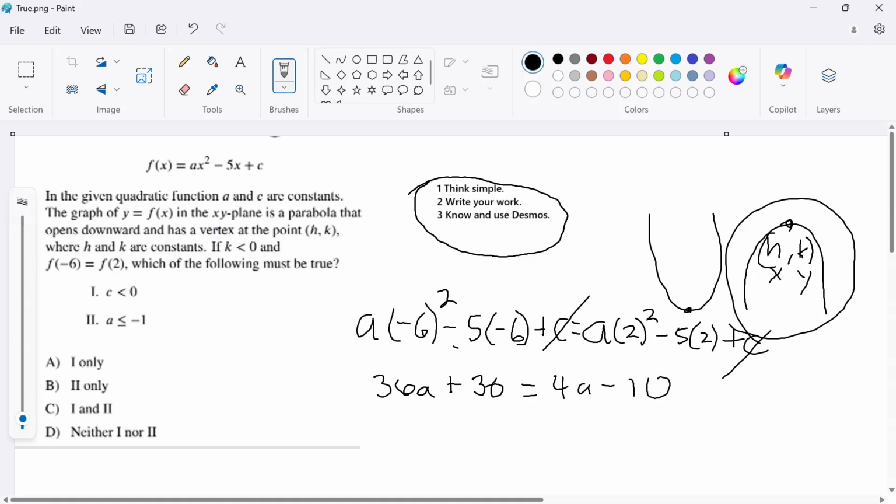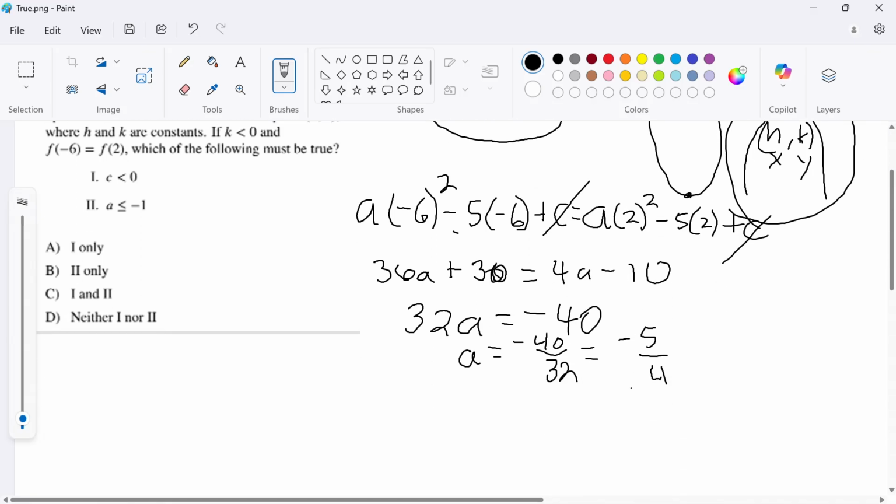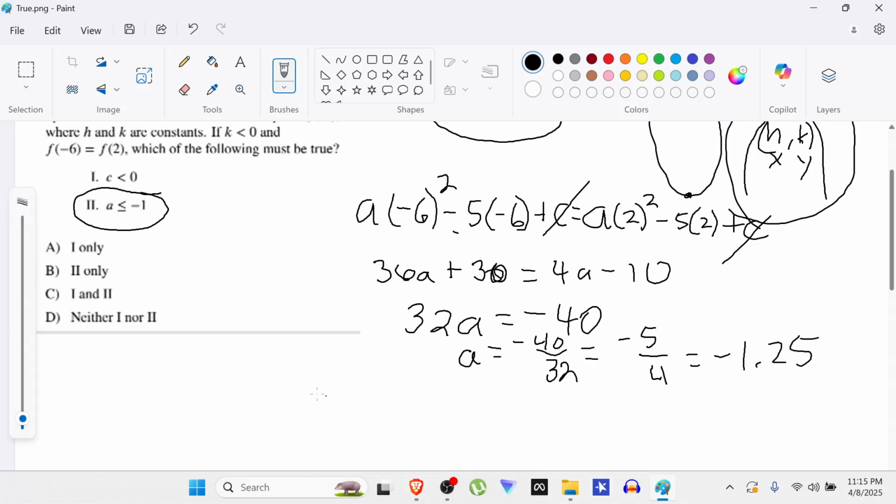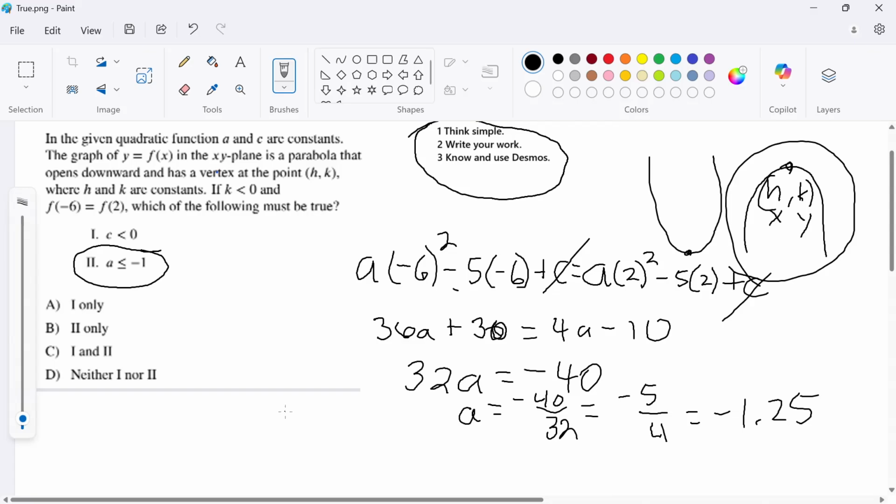So 36a plus 30 equals 4a minus 10. I will subtract 4a from both sides, 32a. Subtract 30 from both sides equals minus 40. A equals minus 40 over 32 equals, 8 goes into 40 5 times, negative 5. 8 goes into 32 4 times. So a is negative 5/4, which is less than negative 1. It's equal to negative 1.25. So there it is. It's negative 1.25.